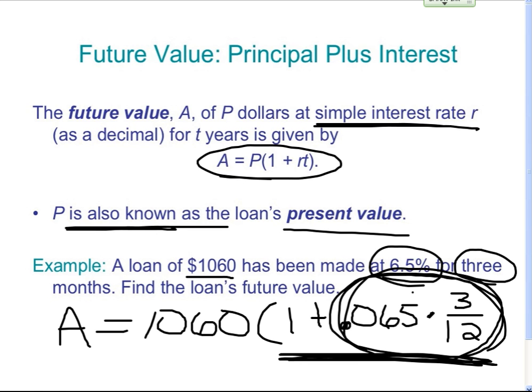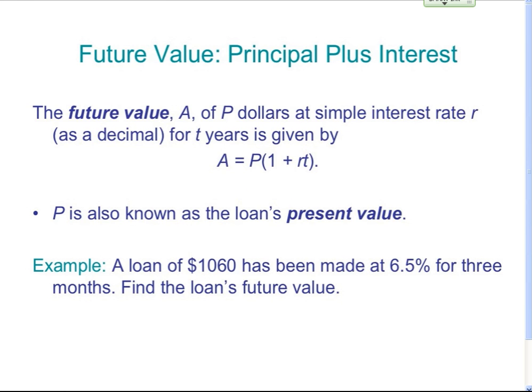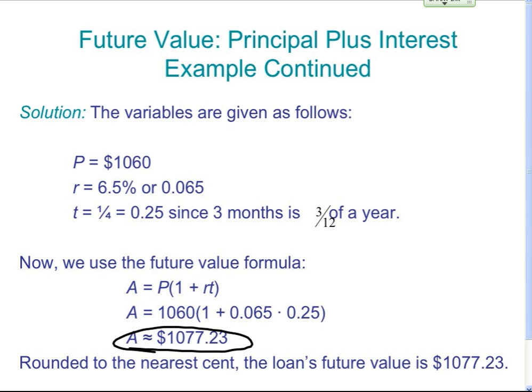Then add 1. Again, you don't need to write it down. You keep that number in your calculator. Do not round it. And then multiply by 1060. And that will give you your answer. The answer is the only number that you round. Okay? Do not round any number before then. So the future value would be $1,077.23. When doing these problems, we always round to the nearest cent. Okay, so 2 decimal places.